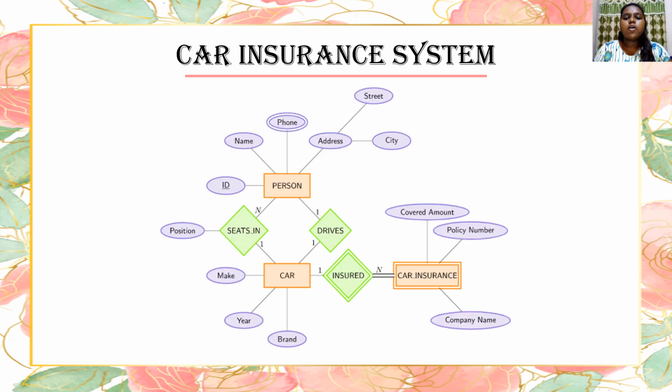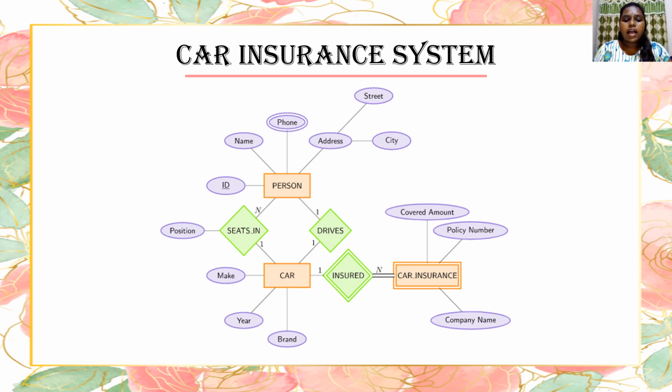Now let's discuss the car insurance system. Here mainly we have three entities: person, car and car insurance. A person has mainly four attributes: name, ID, phone and address. Here phone is a multi-valued attribute because the phone number can be changed, or they might have two or three phone numbers. Here, address is a composite attribute because it again has attributes like street and city.